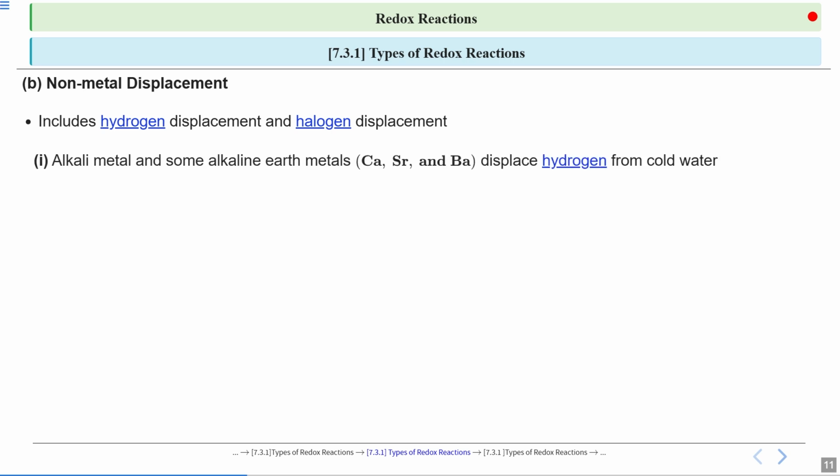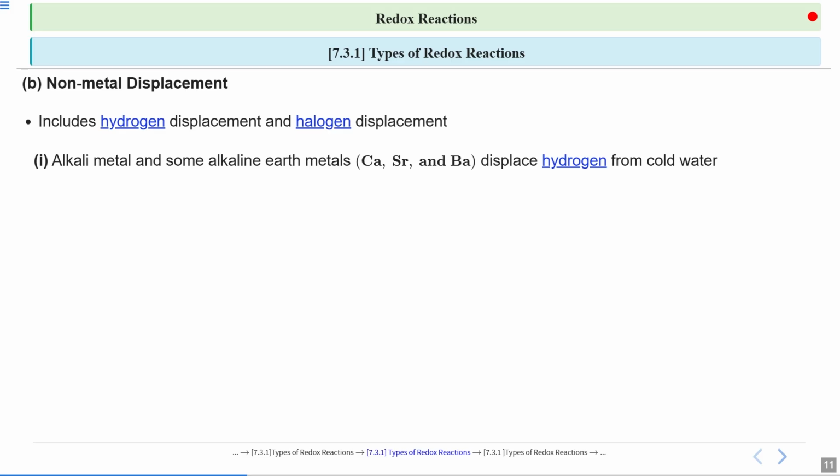So now let's understand the non-metal displacement reactions one by one. First of all, the alkali metals and some alkaline earth metals like calcium displace the hydrogen from cold water. We can understand this with the help of an example. If we consider the non-metal displacement reactions, these include hydrogen displacement and a rarely occurring reaction which involves oxygen displacement also.